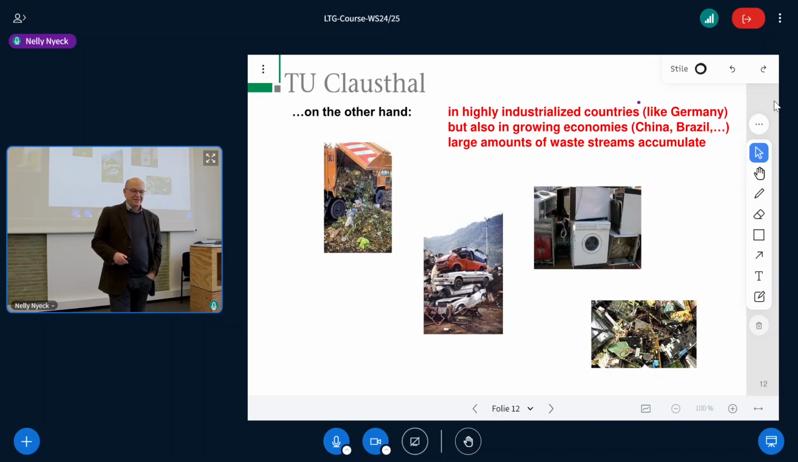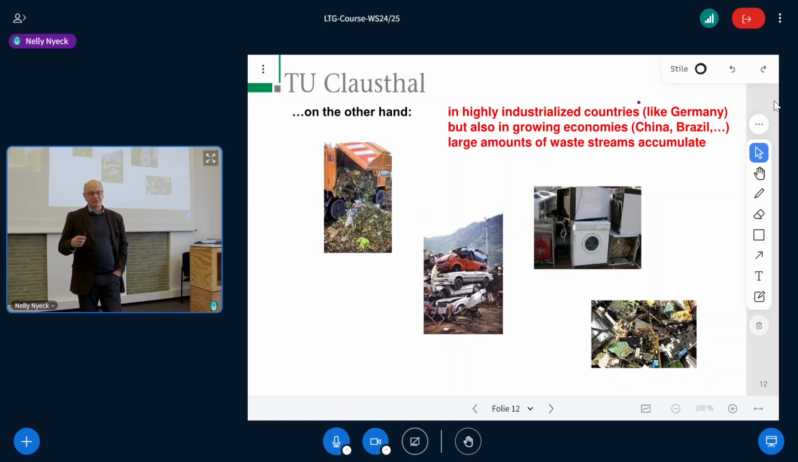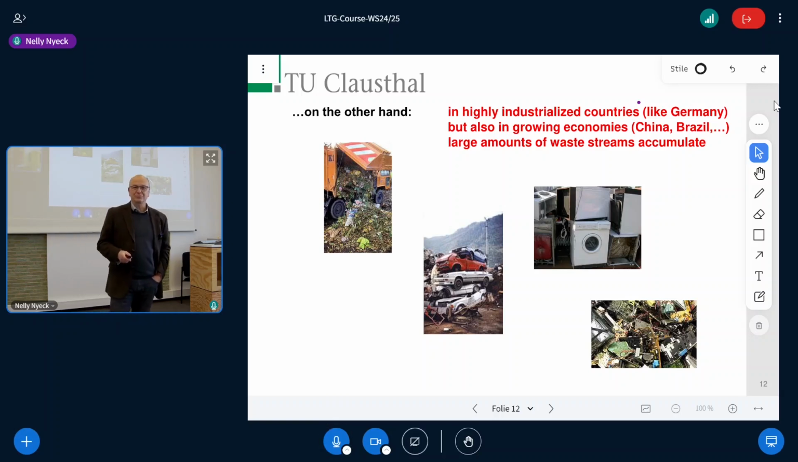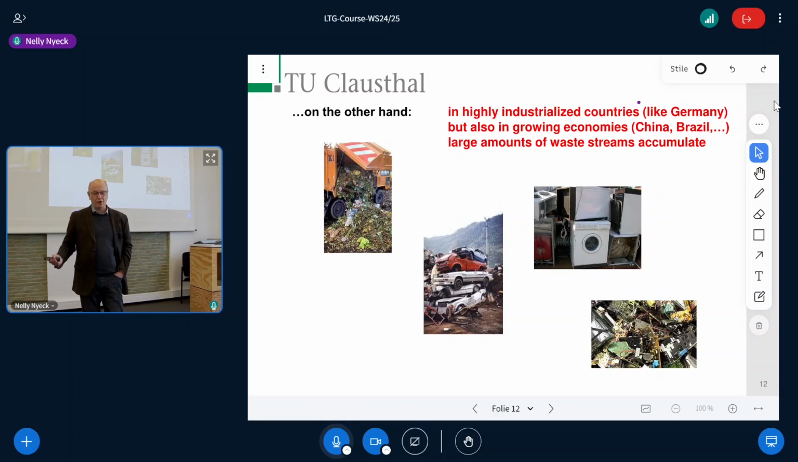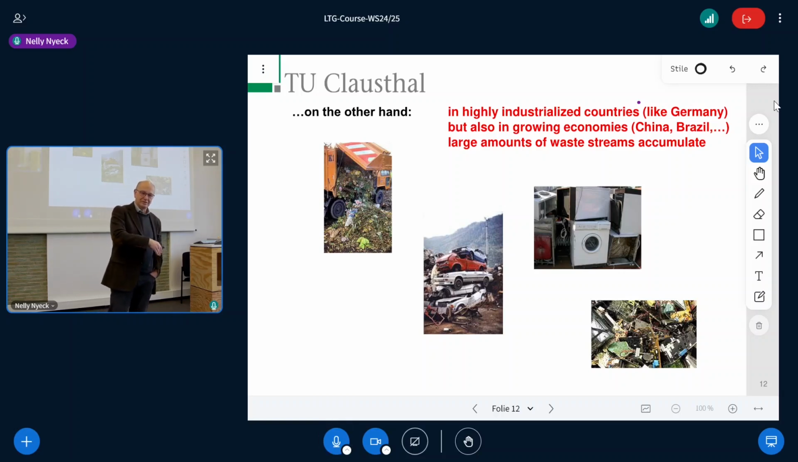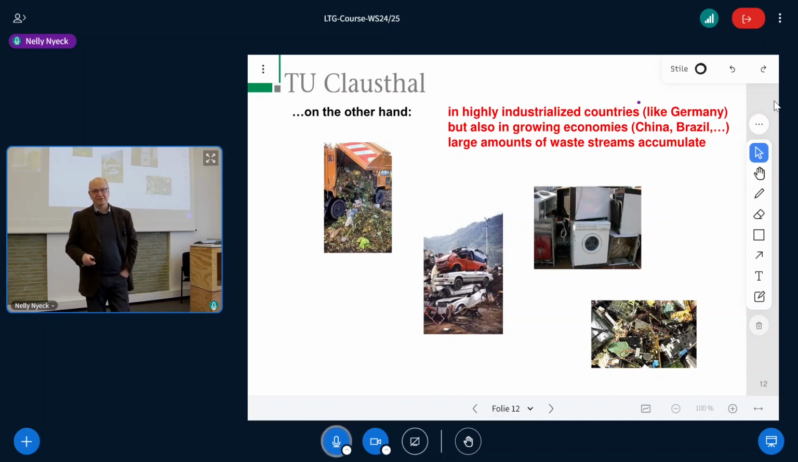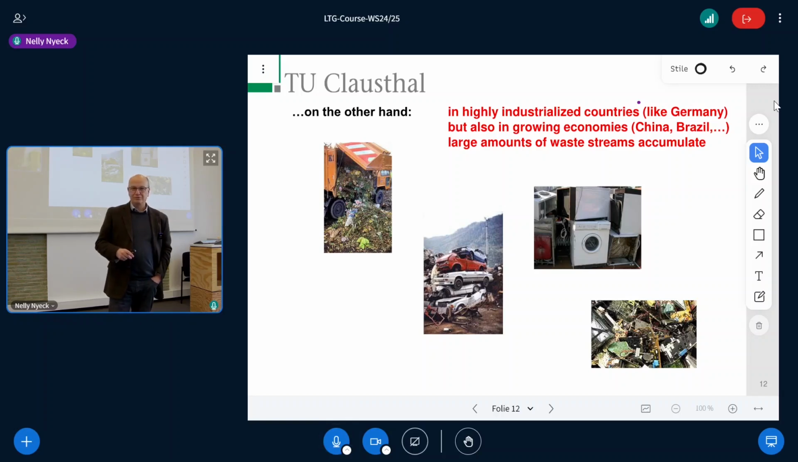On the other hand, in highly industrialized countries like Germany, but also in growing economies like China, Brazil, large amounts of waste streams accumulate. Yes, because everything we take out from nature, out of the earth, is not gone. It's just changed. Everything we don't eat or burn is still there, but in a different way. It's just not a primary raw material. It's a kind of waste, a secondary raw material.